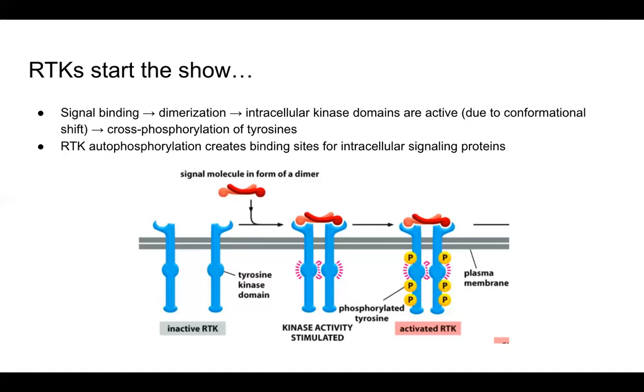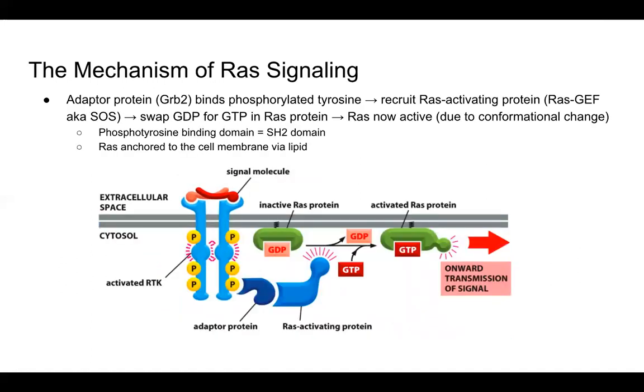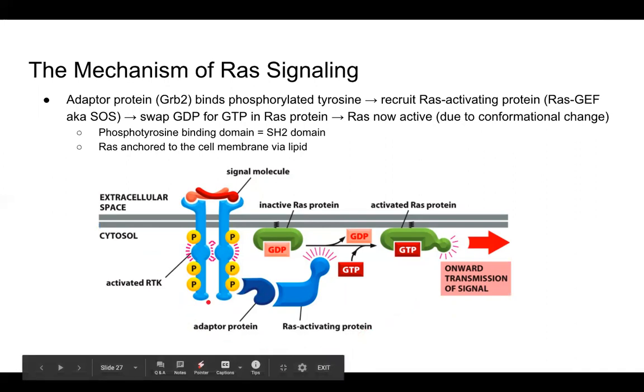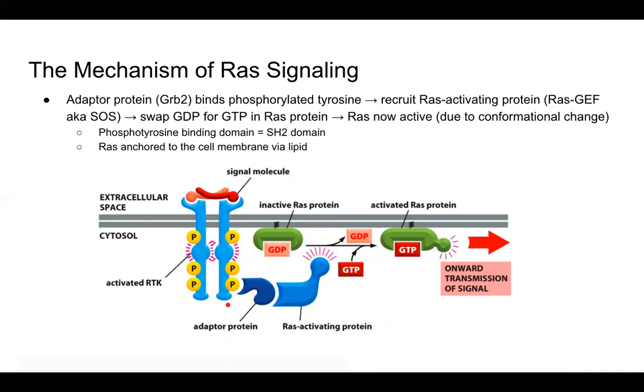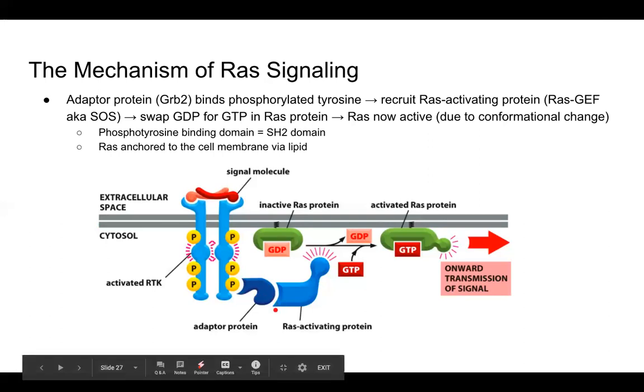So once you have the activated RTK, the next part of the pathway can happen. What will happen next is the adaptor protein is able to bind onto the SH2 domain, which is this phosphorylated tyrosine site on the active RTK. And once the adaptor protein, which is also known as GRB2, binds to the phosphorylated tyrosine, it is able to recruit the RAS activating protein, which is, I think, called SOS. You can also refer to it as RAS-GEF, but I just call it the RAS activating protein because that's what the diagram says. But SOS is also fine.